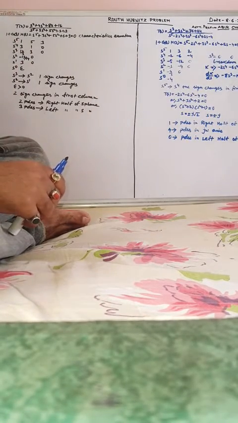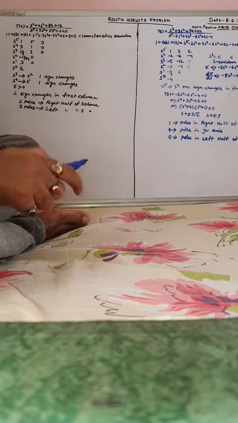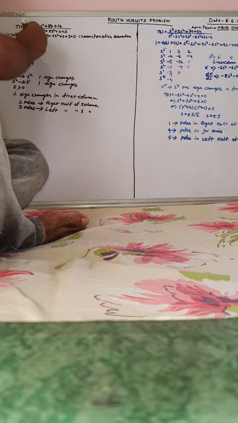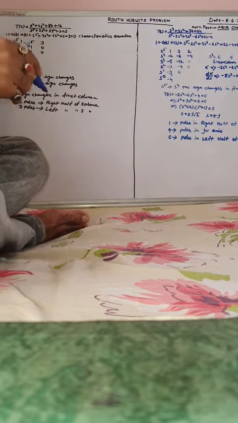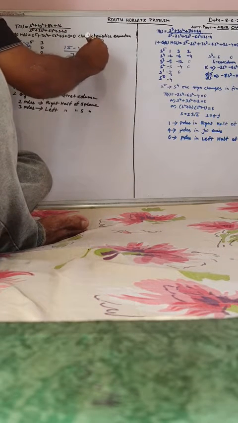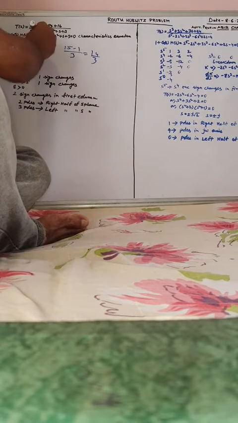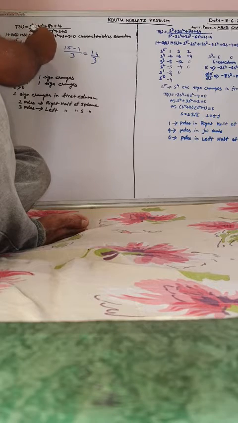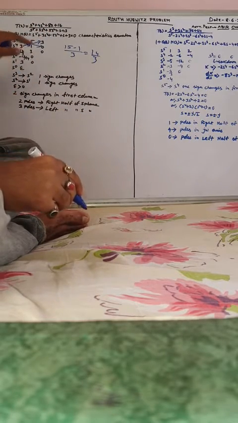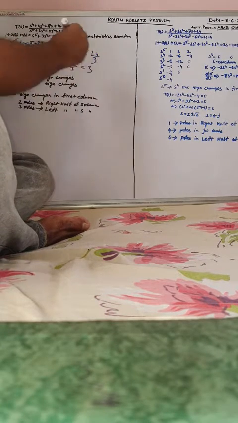So let's check. Let's plot the table. s^5 is 1, 5, 3. s^4 is 3, 1, 3. Now let's do the calculation. This is 3 into 5 minus 1 into 1, divided by 3. So 3 into 5 is 15, minus 1, gives 14 by 3. Then again, it's 3 into 3 minus 0 into 1, divided by 3. 3 into 3 is 9, minus 0, divided by 3. So it is 3.